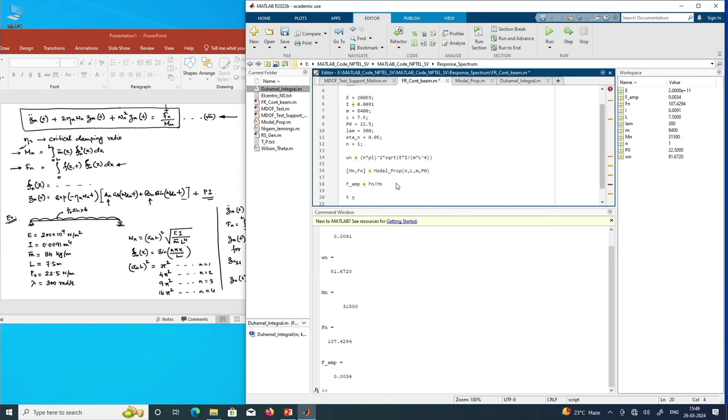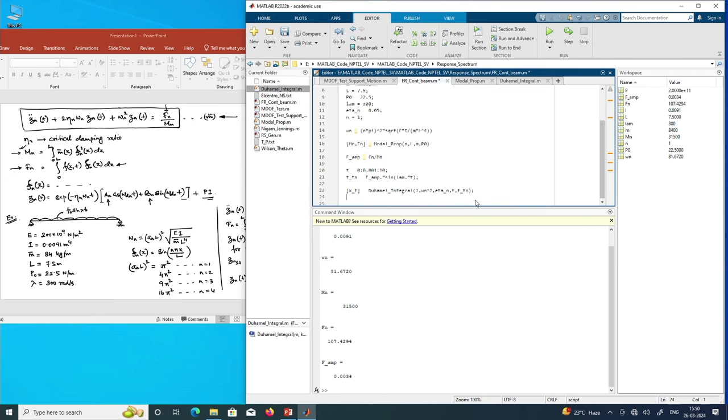T is equal to, that is the time, and f of t we have to define. So f of t we call it t n, that is the modal forcing function. So, we have f amplitude star sine, we have lambda dot star t. So, this is our T n.